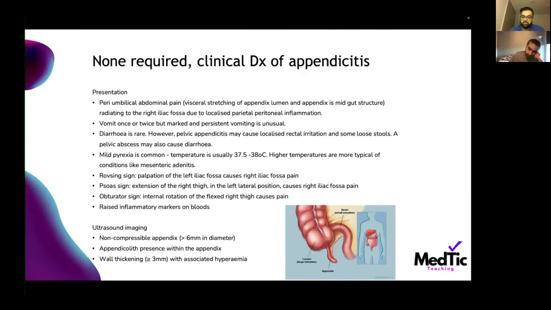So even though it's a clinical diagnosis, you can do further ultrasound imaging to rule out your other differentials. So things you might see is a non-compressible appendix, an appendicolith presence within the appendix, and you might also get thickening of the walls. Okay. Next slide, please.